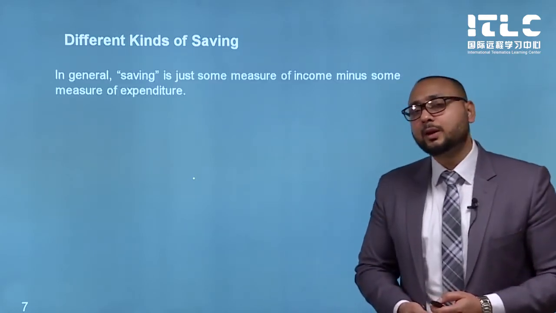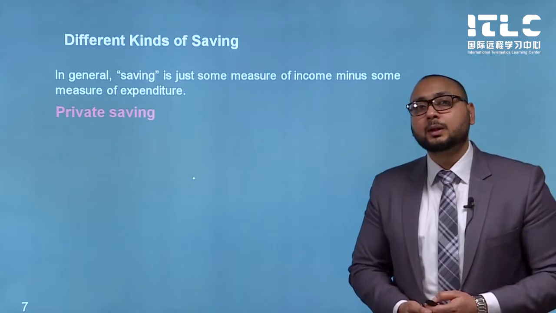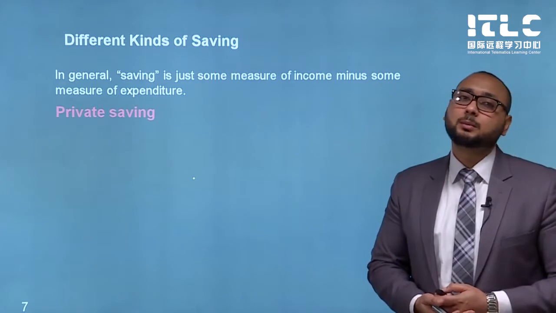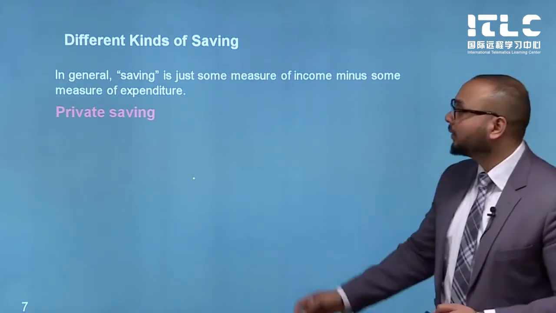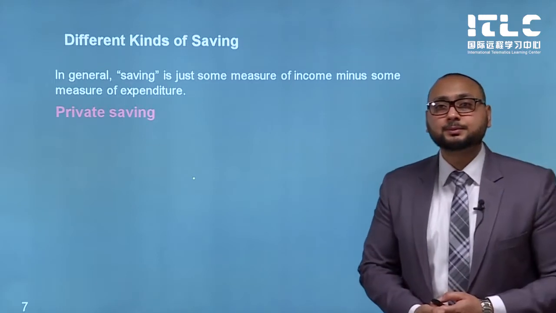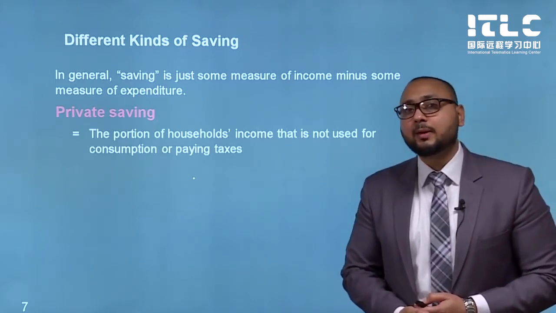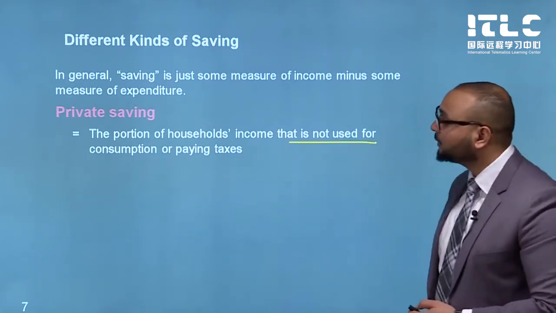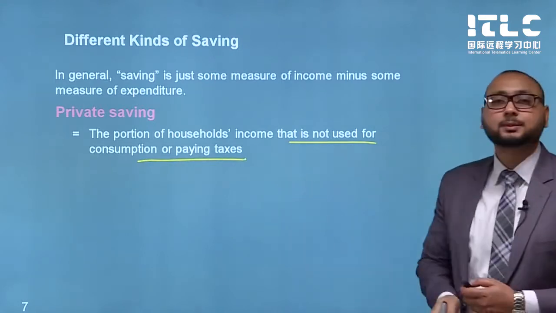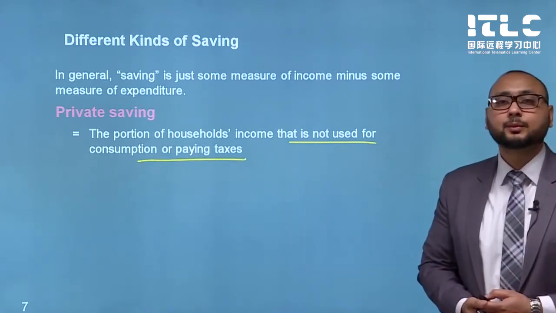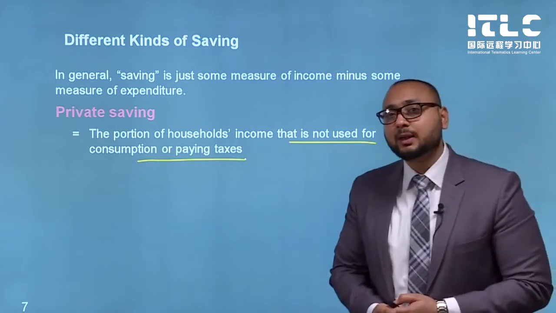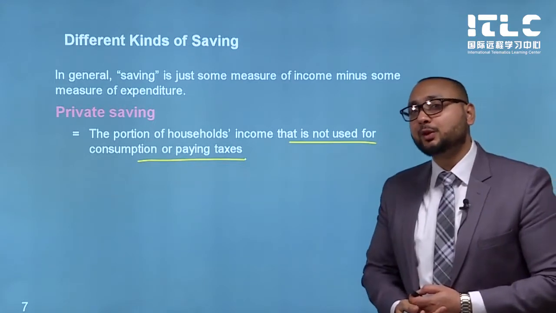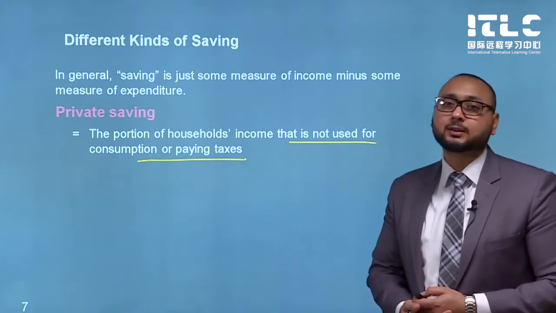So here are the different kinds of savings we have. In general, savings is just some measure of income minus some measure of expenditures. So we have private savings. Private savings means the portion of household income that is not used for consumption or paying taxes. For private savings, the measure of income is disposable income, or the gross income minus taxes.